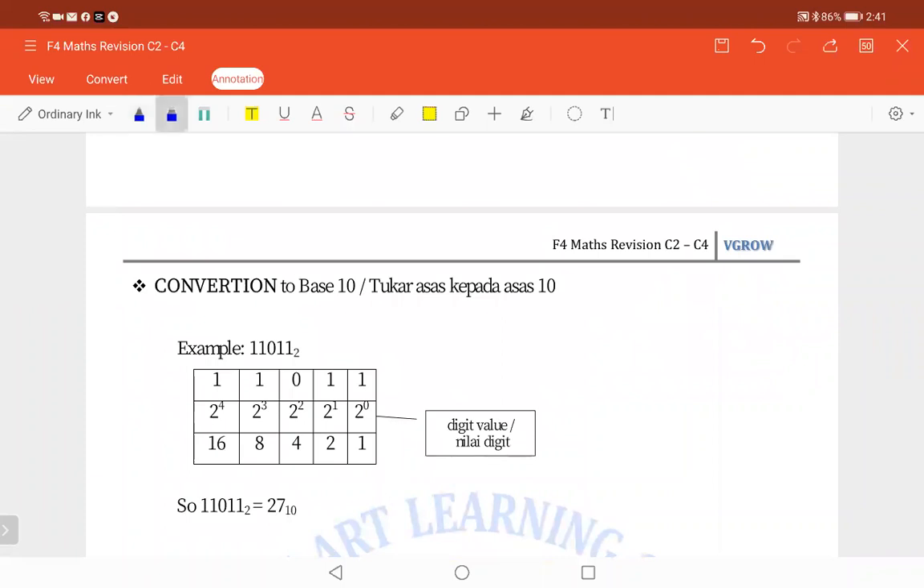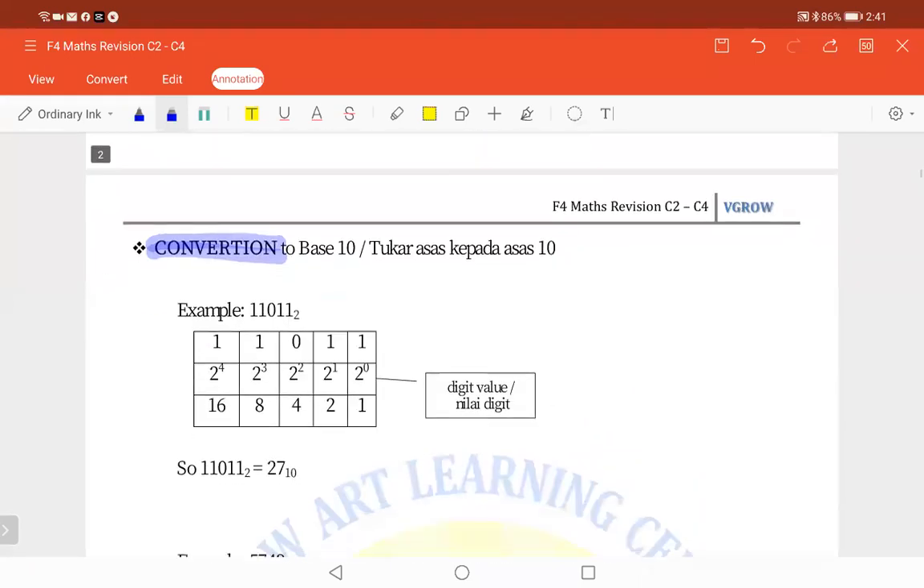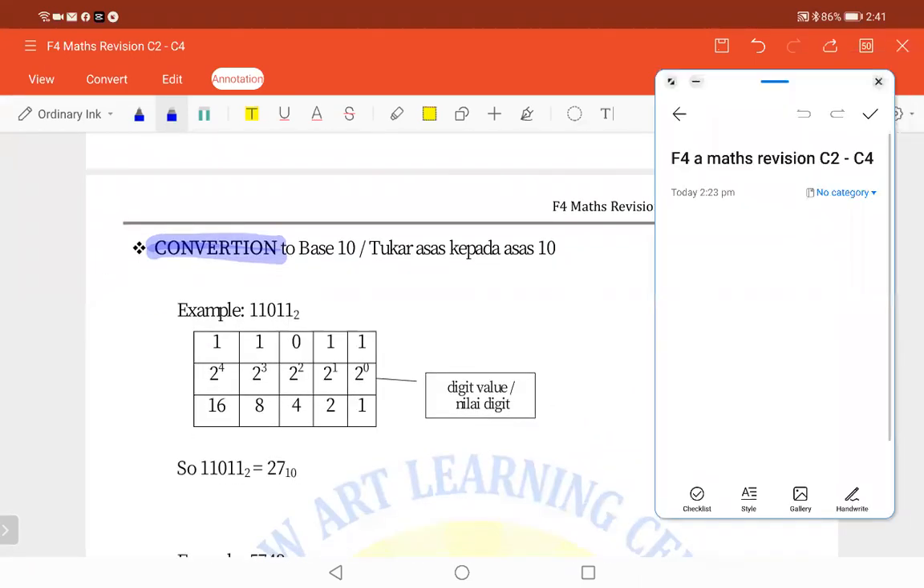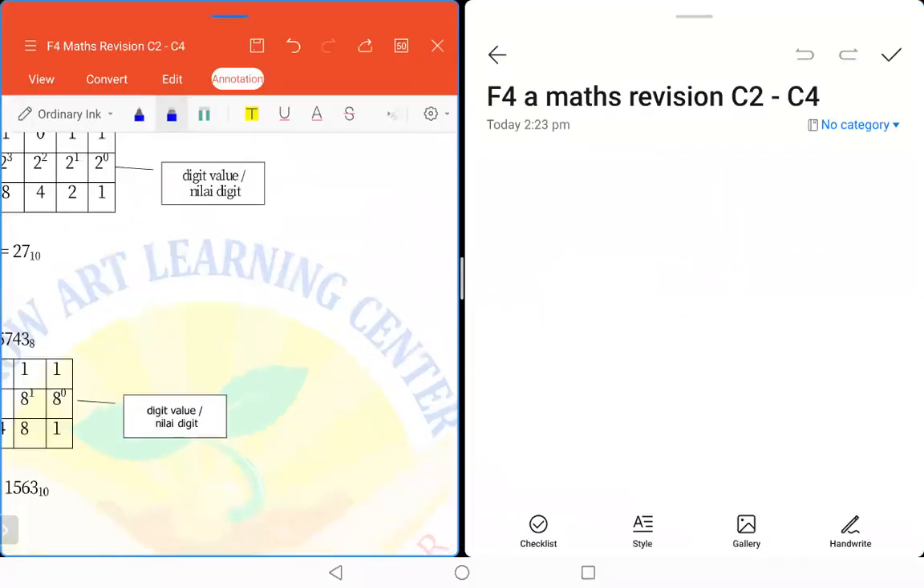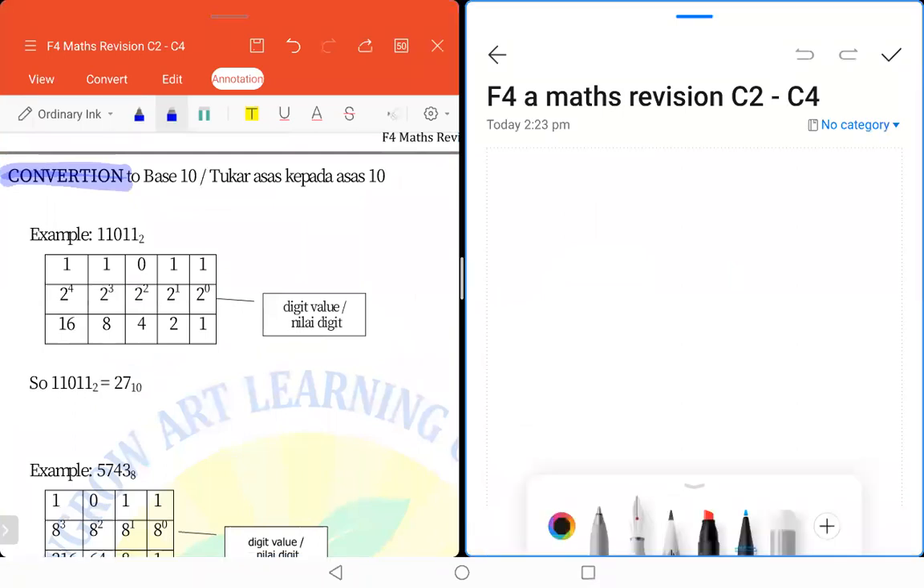Second part is conversion. Conversion means you have to change from a base to another base. Okay, let me write a note here. Okay, so usually we will start from a small base. Let's say example base 2, base 3 or 4. We change to base 10. So we will say from small base to big base.